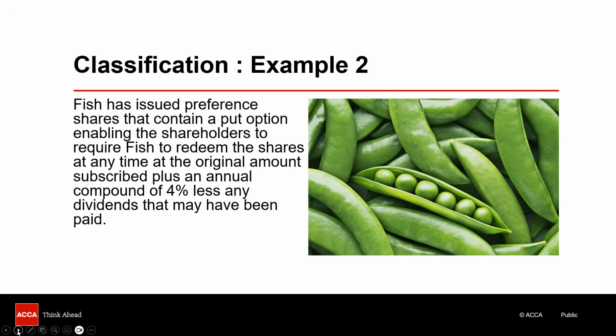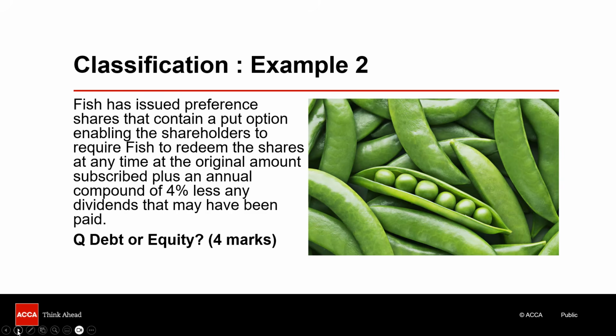Second example. Fish. Fish has also issued preference shares. But these preference shares contain a put option. Now, the put option gives the power to the shareholders to require Fish to redeem the shares at any time at the original amount paid, subscribed for, plus 4%. Yeah? Less any dividends that may have been paid. That's the setup.